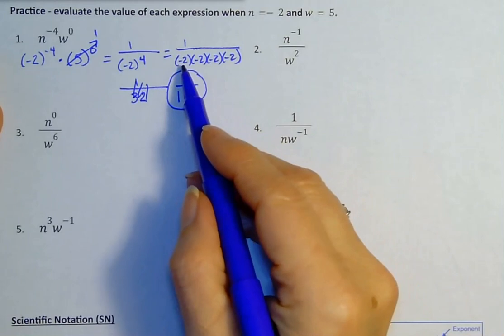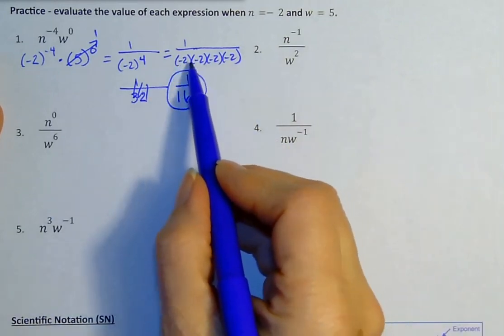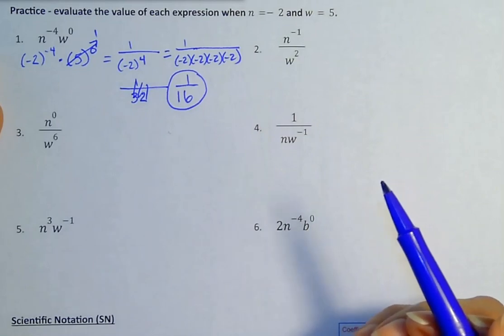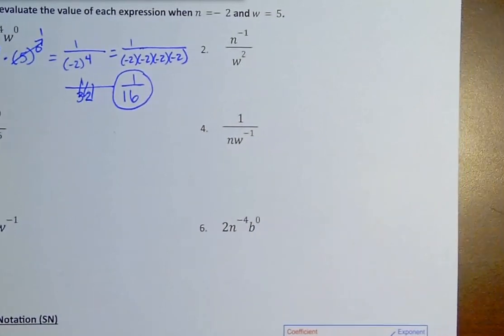Okay, so you do have to watch your negatives. If you have a negative number that's being raised to a positive exponent, it's going to be a positive answer. All right, let's look over here at number 2.